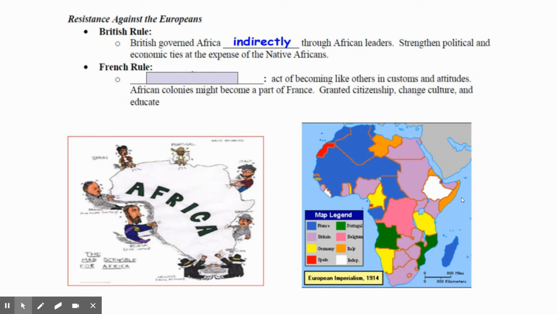Anyway, during British rule, the British governed Africa indirectly through handpicked African leaders. They strengthened the political and economic ties at the expense of those who were natives of this land. The British had always been in favor of this idea of mercantilism, where you hold a monopoly on trade, and the British certainly were interested in that.